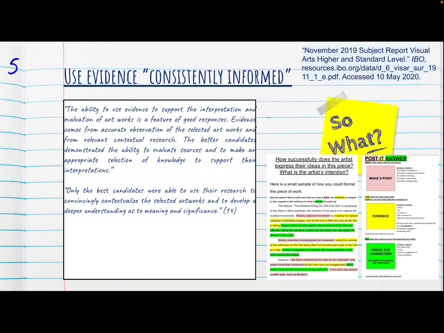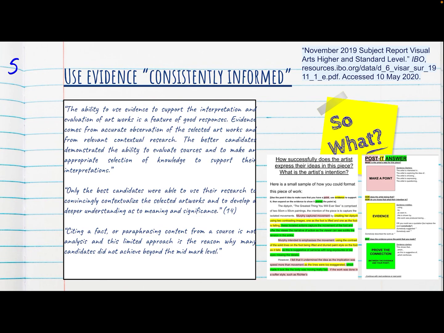Remember, only the best candidates were able to use their research to convincingly contextualize the artworks and develop a deeper understanding as to meaning and significance. And remember, citing a fact or paraphrasing content from a source is not analysis, and that's the reason why many did not achieve beyond that mid-level. So, avoid using excessive paraphrasing and quotations, and start using a few well-placed ones to prove a point. So don't just include quotations and paraphrasing, use them to prove a point.